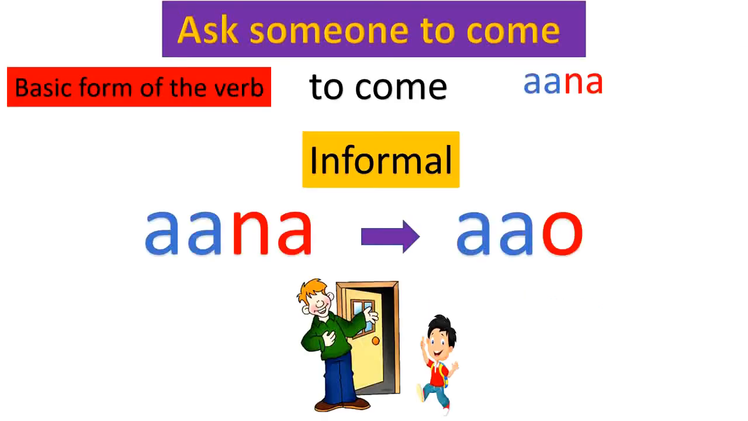Now, how will you ask someone to come in English? You will simply say come. But in Hindi, it is different for formal and informal use. Informal way of asking someone to come is आओ. Basic verb आना is changed to आओ. Observe, you remove na from the basic verb and add o at the end. So आना changes to आओ.